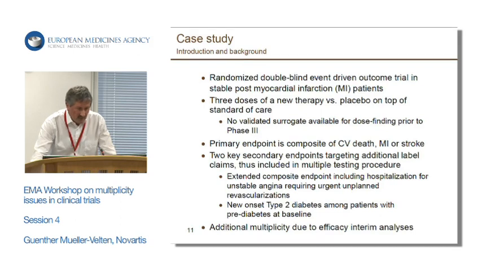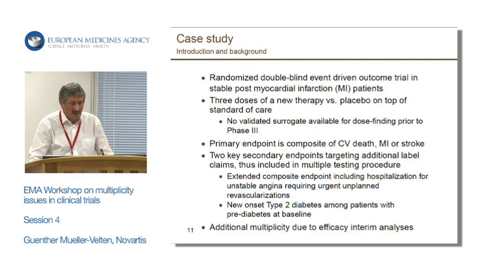The first endpoint is an extended composite endpoint where we add unstable angina requiring urgent unplanned revascularizations to the composite. And the second one is an analysis of a subgroup of patients with prediabetes where we look at time to new onset type 2 diabetes. And additional multiplicity is introduced by 2 planned interim analyses.